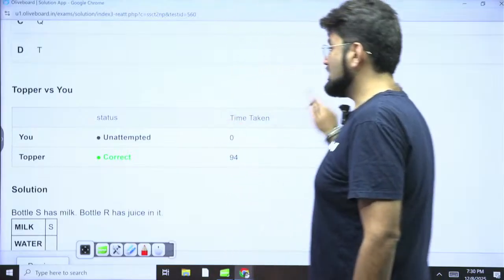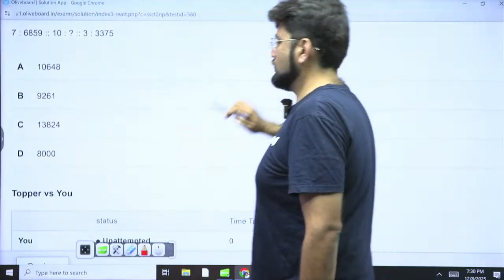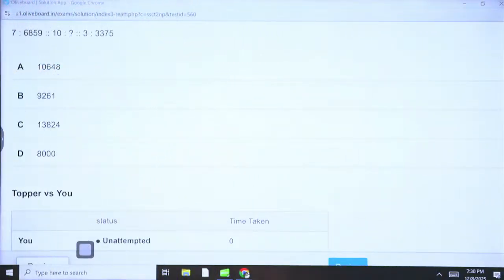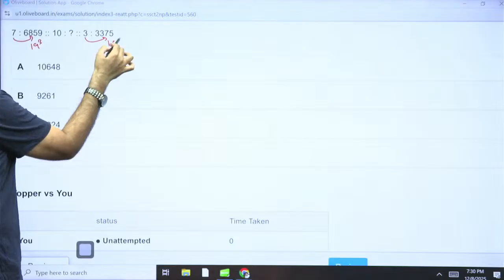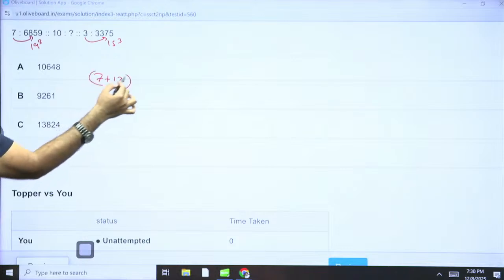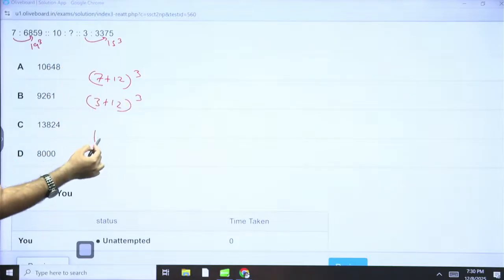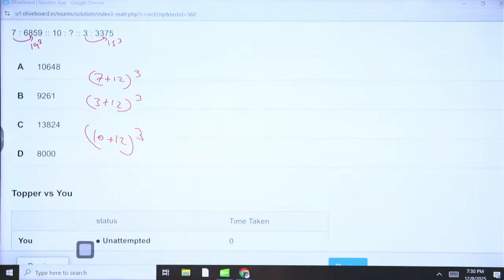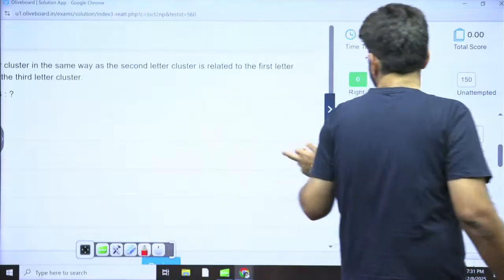Next, how much time? 94 seconds. Okay, not a problem. The moment you see a puzzle-based question, you're bound to get confused. Okay, what is the biggest hint here? The biggest hint is this one. This is 19 cube and this is 15 cube. So from 3 to 15 and 7 to 19, a wonderful thing which we see is that 7 plus 12 whole cube and 3 plus 12 whole cube. Yeah, this is a very good logic which is going on. So 10 plus 12 is 22 and 22 cube is going to be 10,648. There's no other option because of the unit digit. Alright, so option A should be the correct answer, which is right. 65 seconds, decent, not bad. 19.